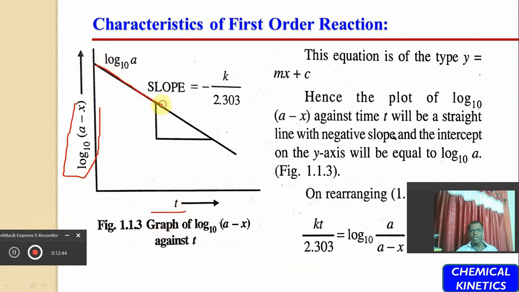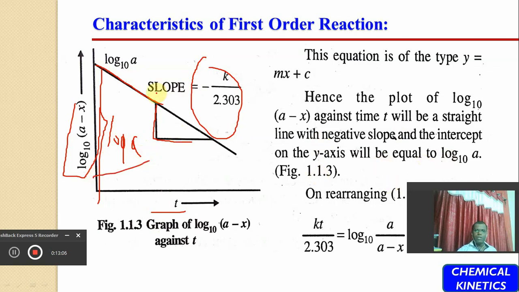It gives a straight line with negative slope. It's very important: with negative slope and positive y-intercept, and this y-intercept is equal to log a. So this is very important. On the y-axis, the y-intercept will be equal to log a, and the slope of this line will be equal to minus k upon 2.303.